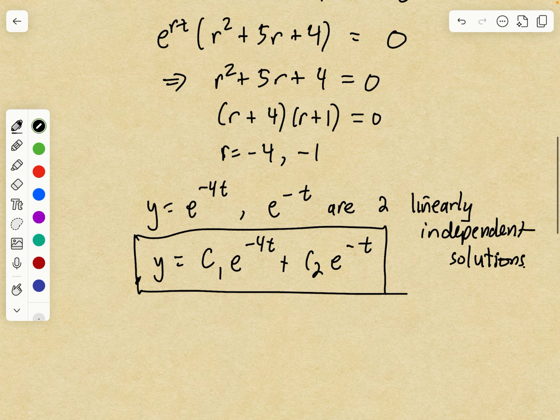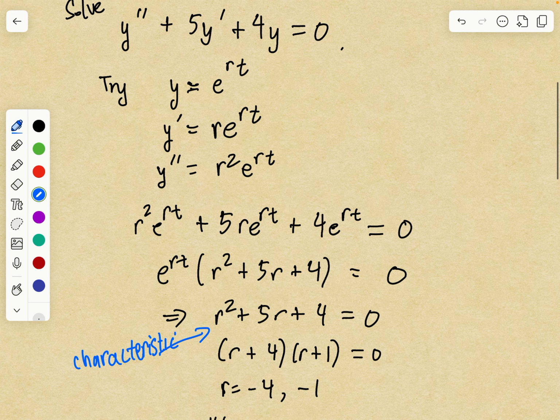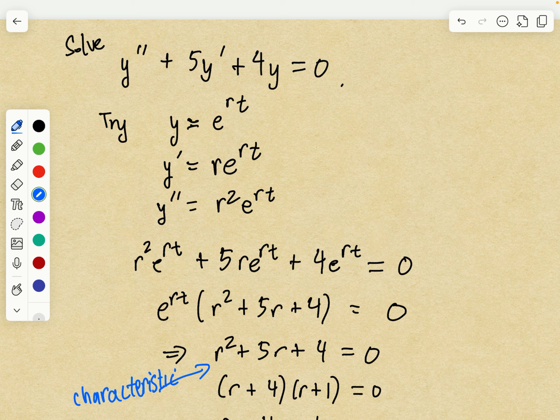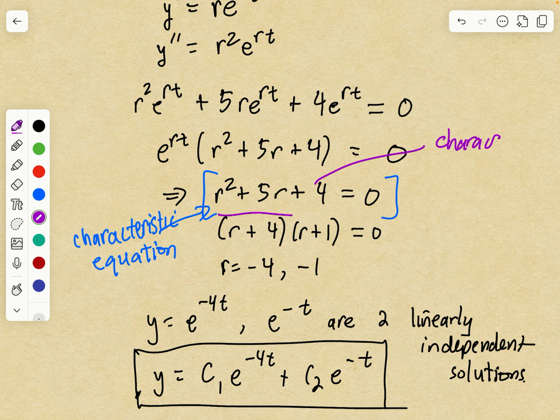This equation is sometimes called the characteristic equation. The characteristic equation is what I get by taking r squared plus 5r plus 4 and setting it equal to 0. Notice that in r squared plus 5r plus 4, the 5 and the 4 come from the 5 and the 4 in the original differential equation. In this video, I want to explain that this characteristic equation is actually related to the characteristic polynomial of a certain matrix.